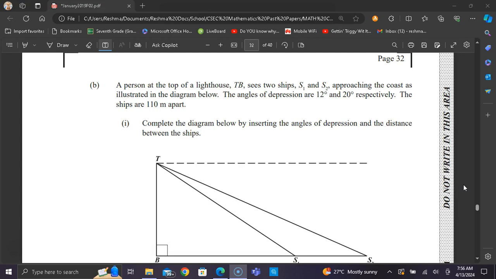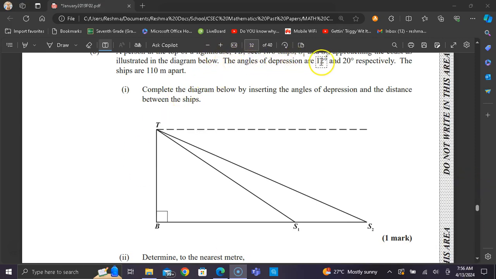The person at the top of a lighthouse TB sees two ships S1 and S2 approaching the coast as illustrated in the diagram below. The angles of depression are 12 and 20 degrees respectively. The ships are 110 meters apart. So part 1, complete the diagram below by inserting the angles of depression and the distance between the ships.